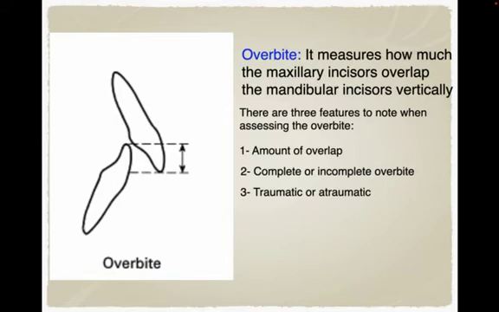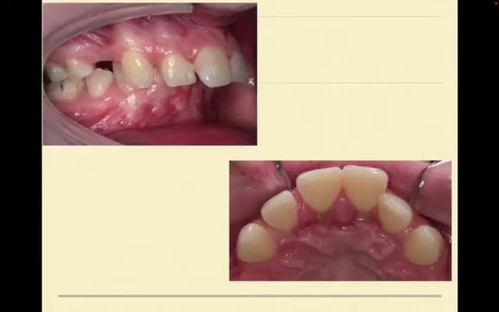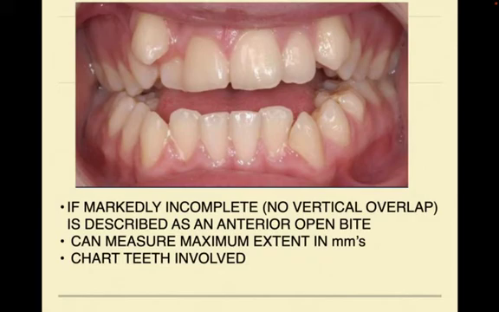Traumatic means that there is trauma, meaning either attrition between the upper and lower incisors, or ulceration to the palate, and atraumatic means that there is no attrition or no ulceration to the palate. So as you can see here, sometimes a deep, complete overbite can cause ulceration to the palate, and we call this traumatic overbite. Now we can have the opposite, which is anterior open bite, where there is no overlap between the upper and lower incisors, and in these cases we have to measure the amount of the anterior open bite, and the extent from where to where.